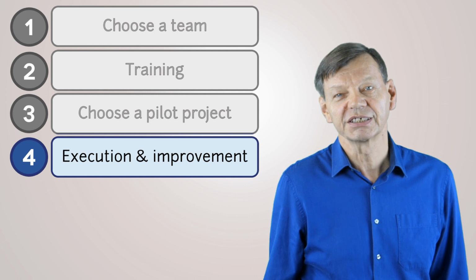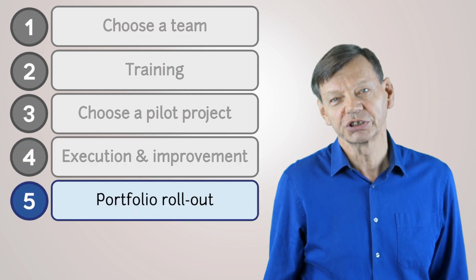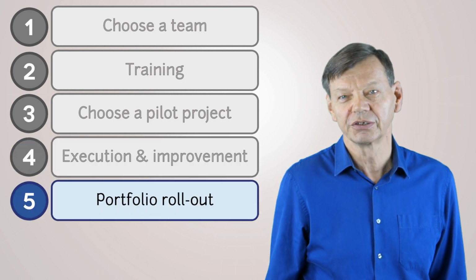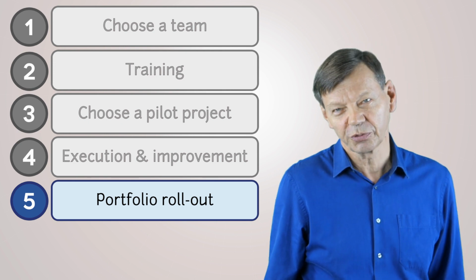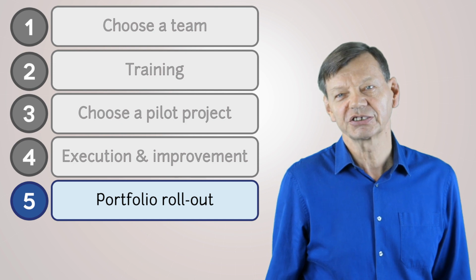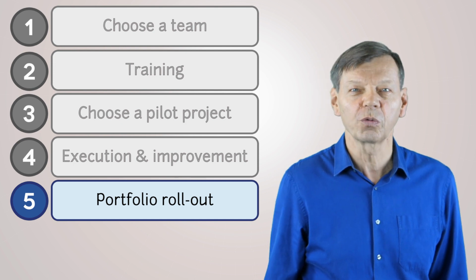After the pilot project phase, we move naturally to phase 5, which is the deployment throughout the entire portfolio. This involves implementing the critical chain method to all the projects in the company's project portfolio. This standardizes practices and ensures consistency in the management of all projects.